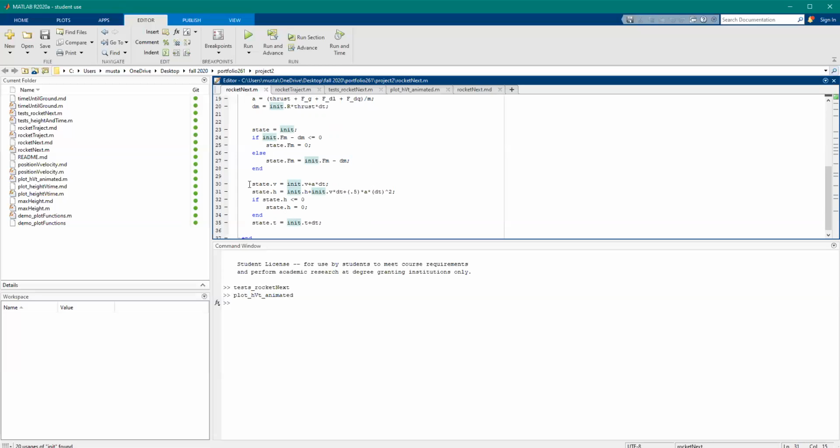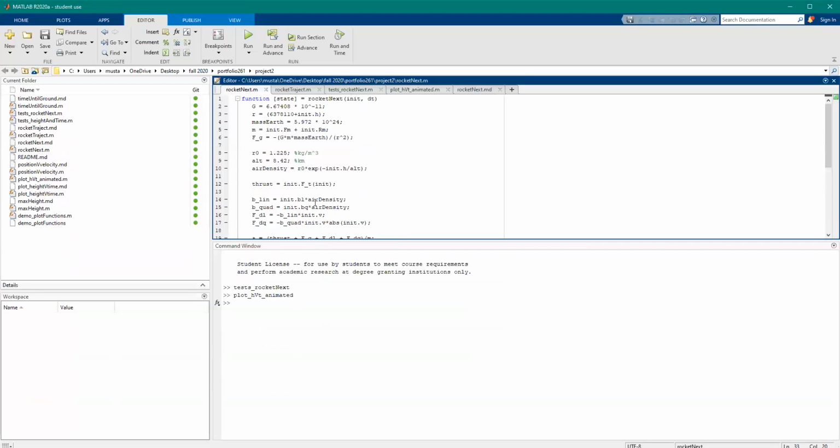And then here it's more kinematic equations. The final velocity, in this case the next velocity, equals the initial velocity plus acceleration times delta t. The next height equals the initial height plus the initial velocity times delta t plus a half acceleration delta t squared. And this is making sure the height doesn't go below zero. And this is another kinematic equation where the next time equals the initial time plus the delta time.